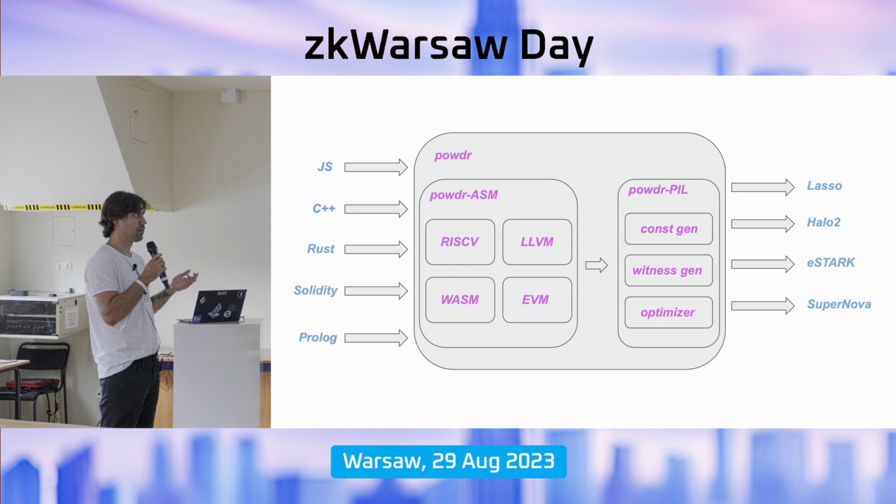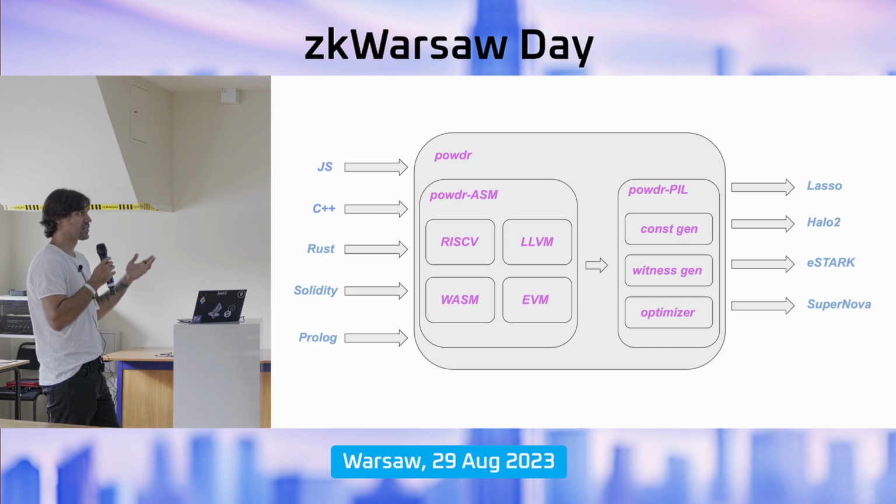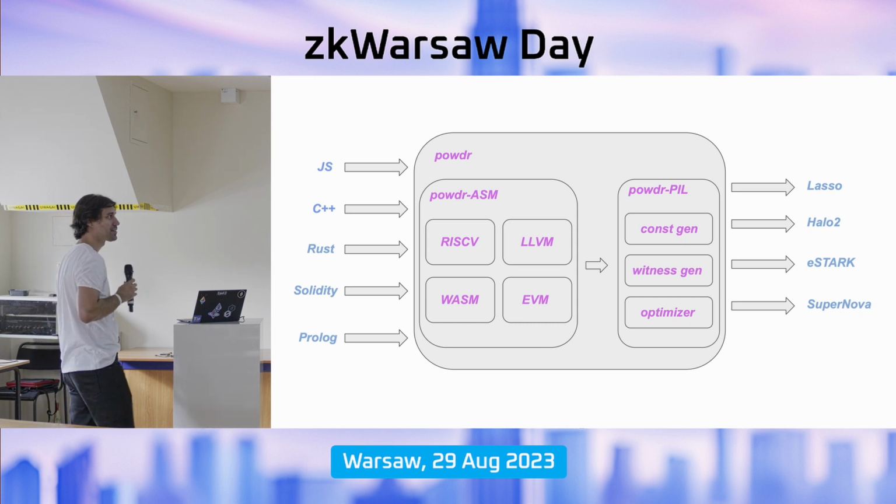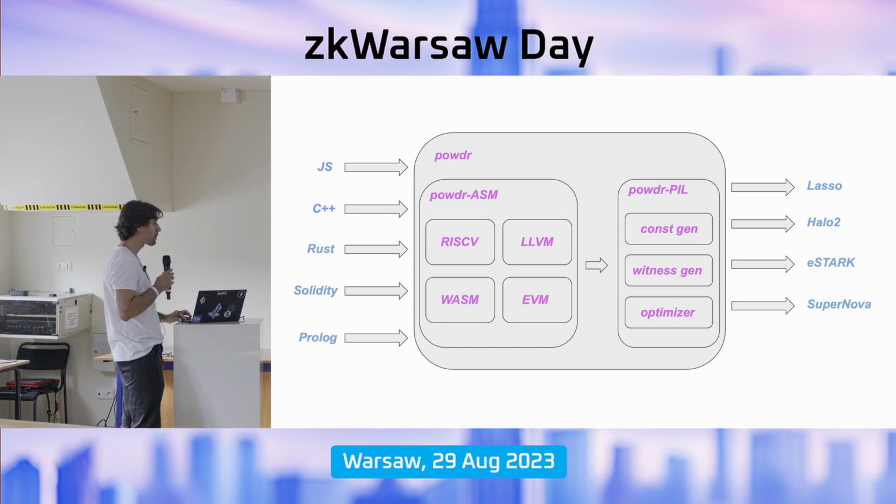Supernova is being written at the moment, and Lasso is something that obviously came out very recently. But we're highly interested in that because the machines we write rely very heavily on lookups as well. So I think this could make sense once we find out how to use it.